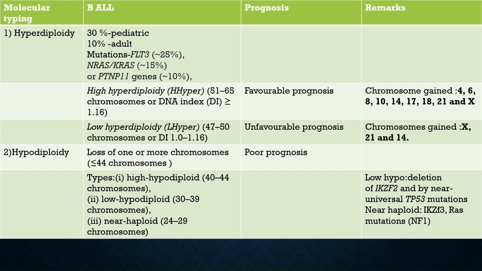The high hypodiploid has 40 to 44 chromosomes, low hypodiploid has 30 to 39 chromosomes and near haploid has 24 to 29 chromosomes. All of these have a poor prognosis. The low hypodiploid has a deletion of IKZF2 and TP53 mutations. The near haploid has IKZF3 and RAS mutations.